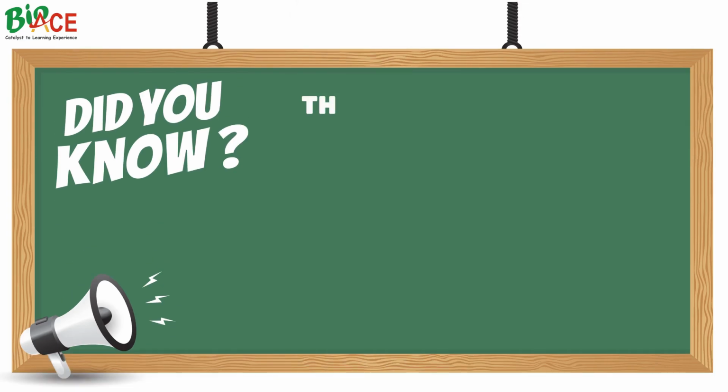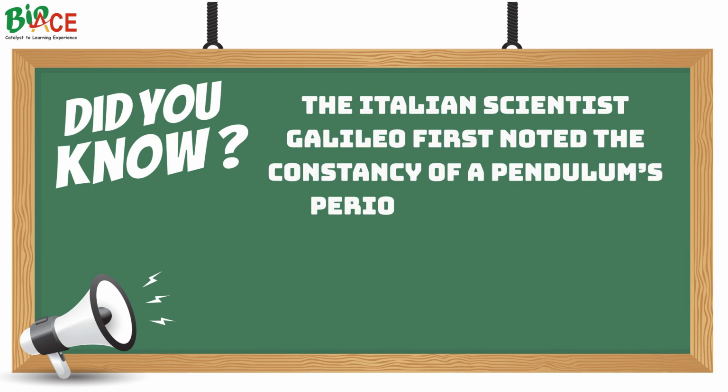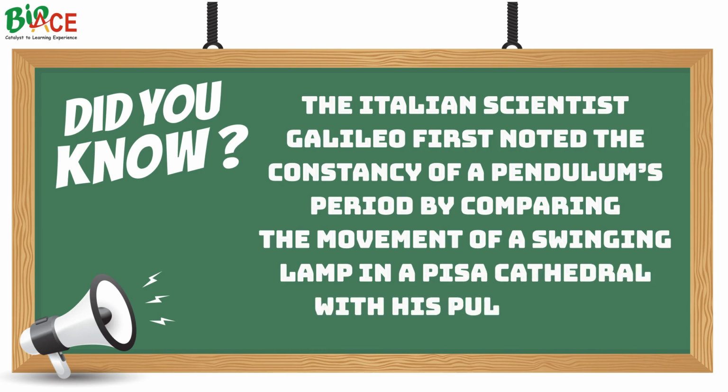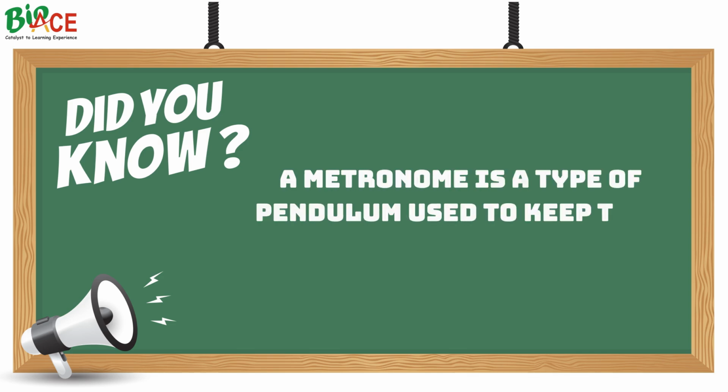Did you know? The Italian scientist Galileo first noted the constancy of a pendulum's period by comparing the movement of a swinging lamp in a Pisa cathedral with his pulse rate. A metronome is a type of pendulum used to keep time in music.